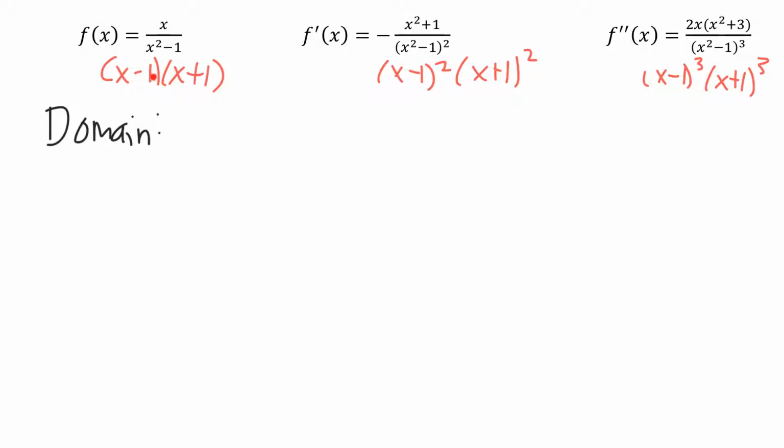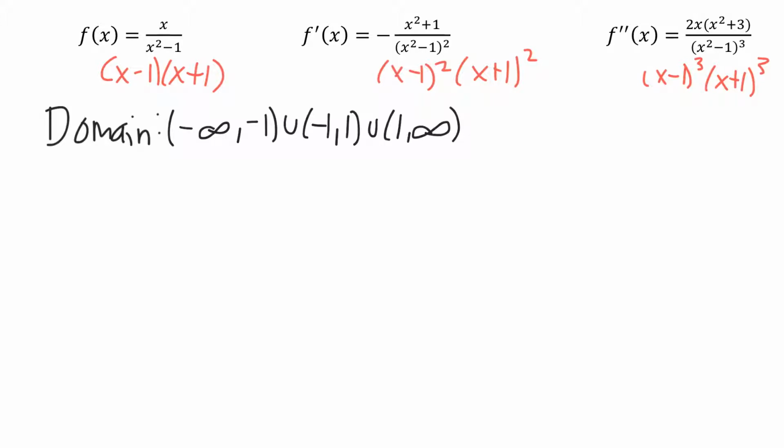So if you look here, when x is 1, that will give you a 0 in the denominator, which is not good, or when x is minus 1. So both of those are going to be not in the domain. But the domain will be everything else. So we can write minus infinity to minus 1, union minus 1 to 1, union 1 to infinity.